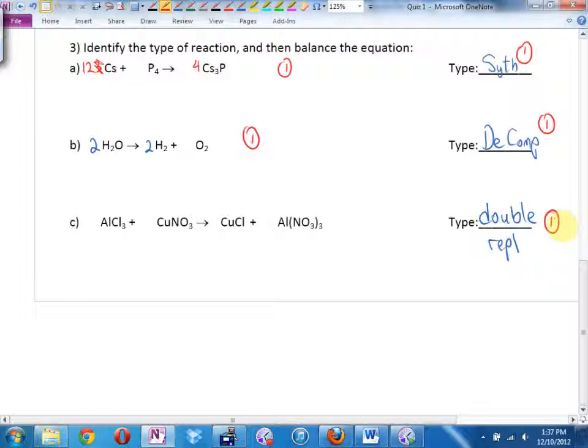Now let's balance. Aluminum's already balanced. NO3s, I need 3. Oh, no, I don't need 3 of them on this side, Mr. Dewick. I need 3 of them over here. That's going to give me 3 coppers. Pardon me? Are we balanced? Let's see. 1 Al, 1 Al, 3 Cls, 3 Cls, 3 Cus, 3 Cus, 3 NO3s, 3 NO3s. There it is, balanced. So 1 mark for that, 1 mark for that.